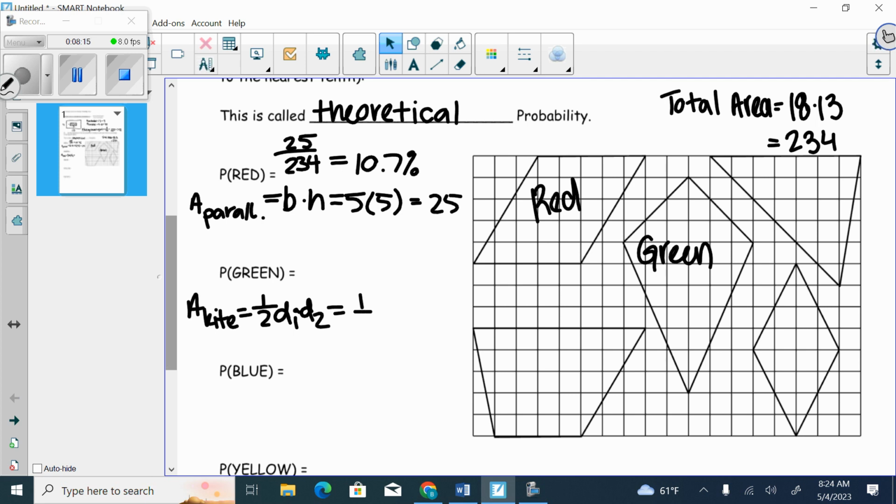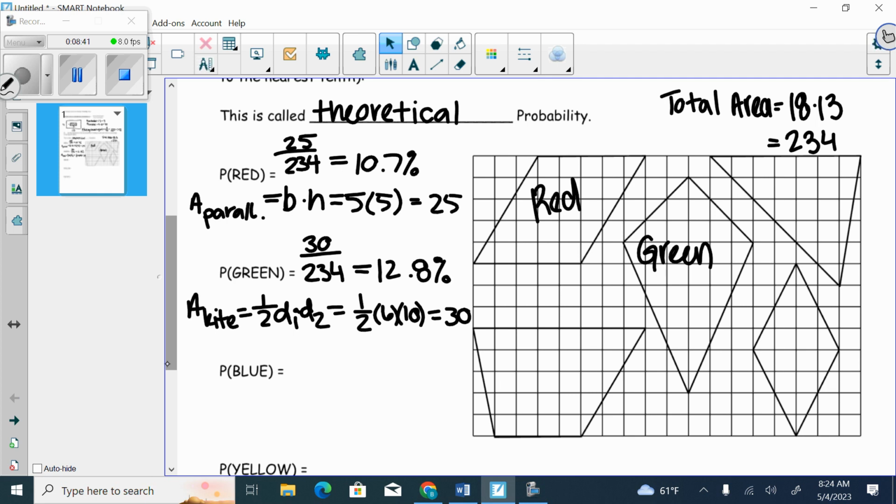So I got 1/2 times 6 times 10. So what's the area of this portion? 30. So the probability of hitting green is 30 out of, good. And what would that be as a percentage? Good.